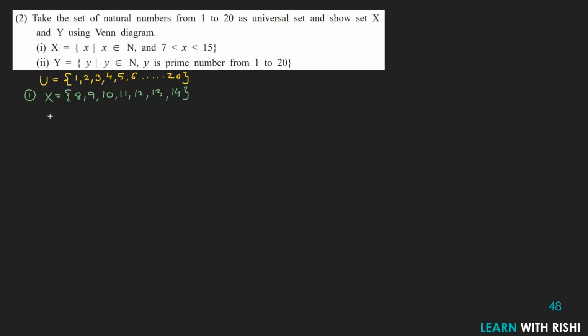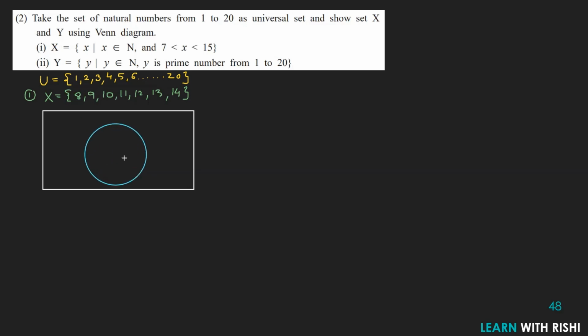So I am drawing here a universal set. First a rectangle. Then for the subset, I am drawing a circle. Okay. So this is how you have to draw a Venn diagram. Now we have to fill up the elements in the Venn diagram. We will first name the set. So this is my universal set and this is my set X.